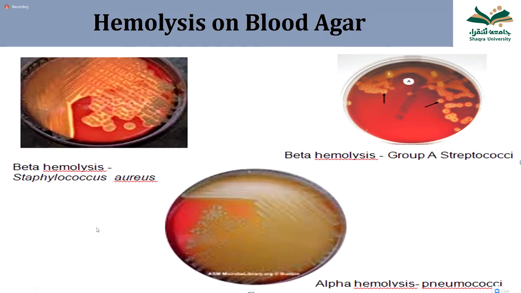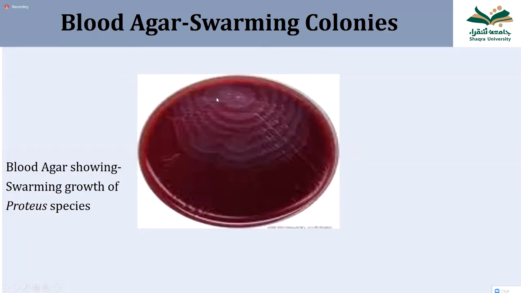The other features of the bacterial colony on the blood agar, we see its shape, its size, and other things. And here, this is also a colony. What do you see here? What are these things?